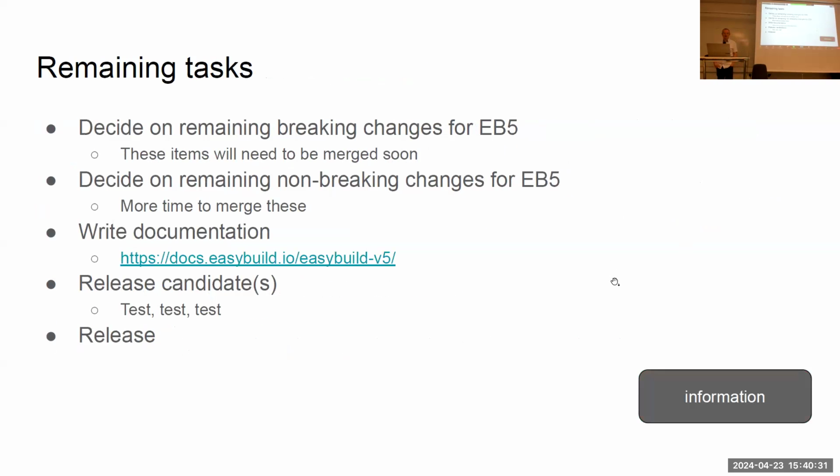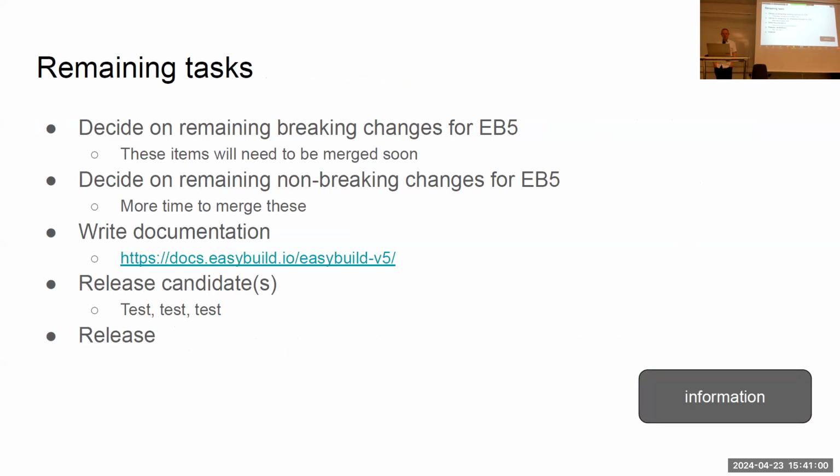Remaining tasks. We need to decide on what the remaining breaking changes are for EasyBuild 5. This is the maintainers or the group of us working on EasyBuild 5 will go away and do soonish in one of our meetings. These were the items that need to be merged quite soon, because if they're going to break functionality, we need to make sure people know about it and we're advertising it correctly. I'm not sure whether there's anything else in there, but we'll need to do.